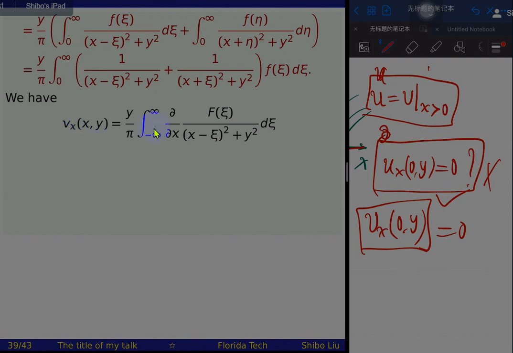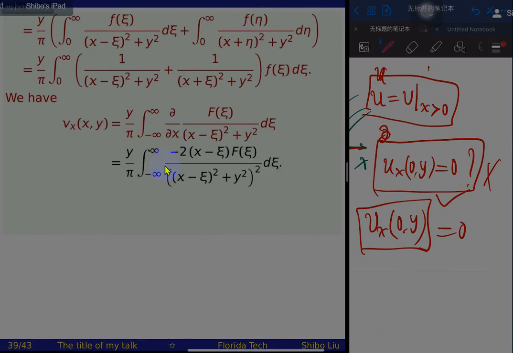Now you have to compute this derivative. The result is that the downstairs term is squared, then taking the derivative with respect to x. That is easy. Computing the partial derivative has nothing to do with xi. Xi can be treated as a constant. Therefore, all these are constants, and y is also constant. So this is easy to compute, right?